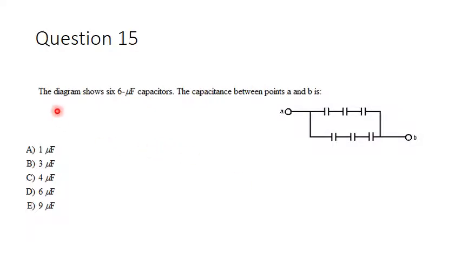Now the diagram here shows 6 microfarad capacitors. The capacitance between the points A and B is: these are three capacitors, each one 6 microfarad, in series. Then this branch is parallel to this branch, so the combination would be which of these? Also, it is very simple.